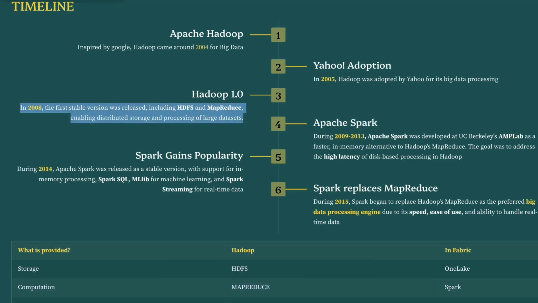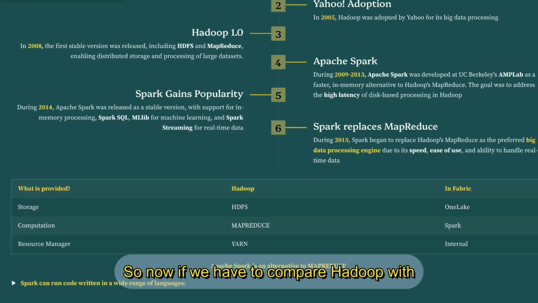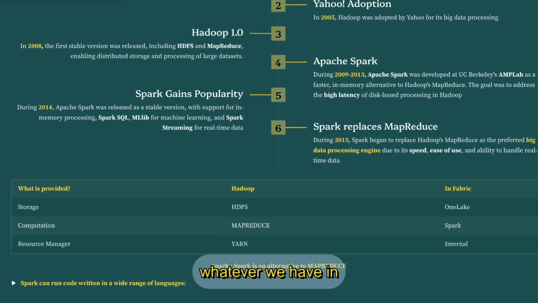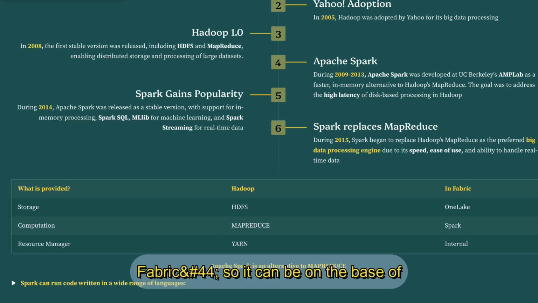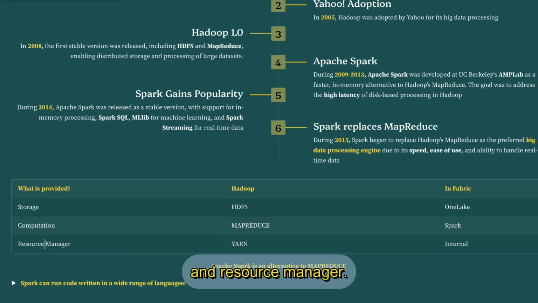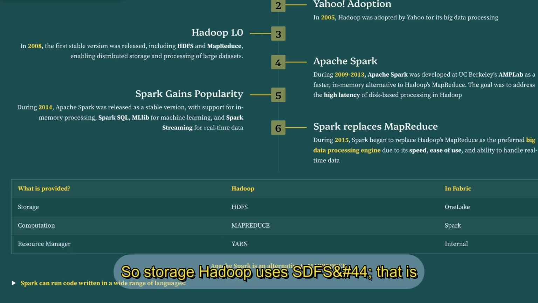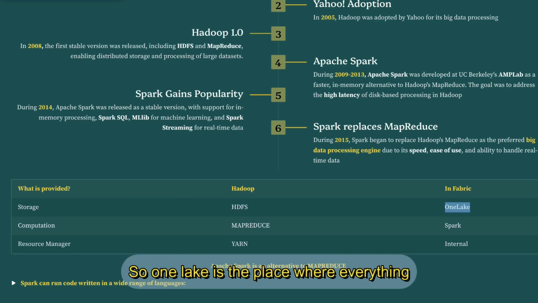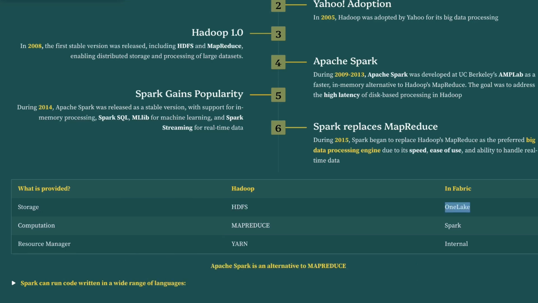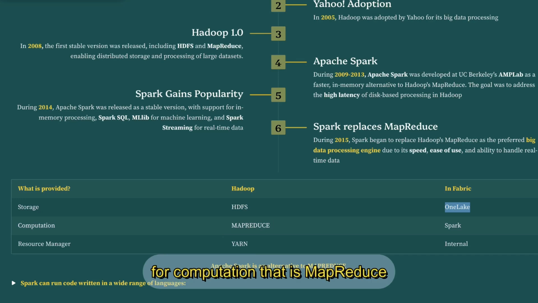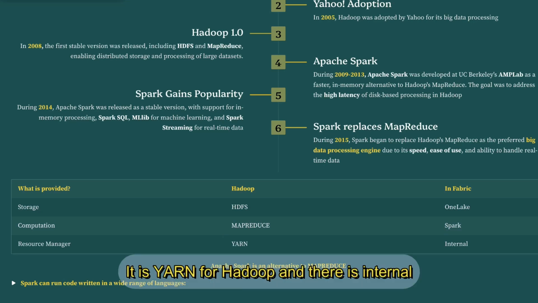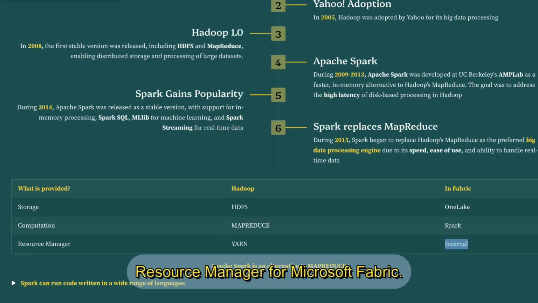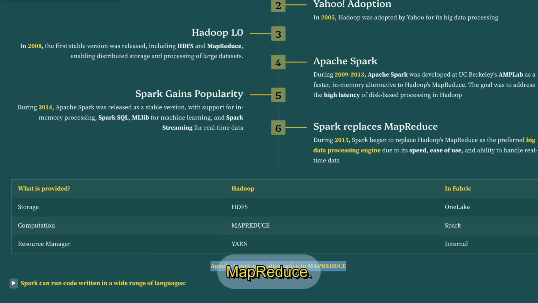replaced MapReduce, right? So now if we have to compare Hadoop with whatever we have in Fabric, it can be on the basis of storage, computation, and resource manager. For storage, Hadoop uses HDFS, that is Hadoop Distributed File System. In Fabric, it is OneLake. So OneLake is the place where everything is stored in Microsoft Fabric, right? For computation, that is MapReduce. In Fabric, we use Apache Spark. Resource manager is YARN for Hadoop, and there is an internal resource manager for Microsoft Fabric. So Apache Spark is an alternative to MapReduce.